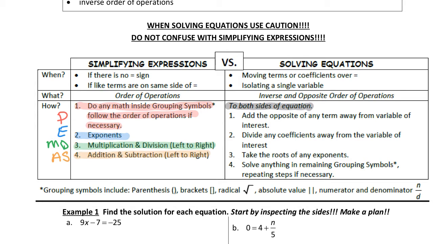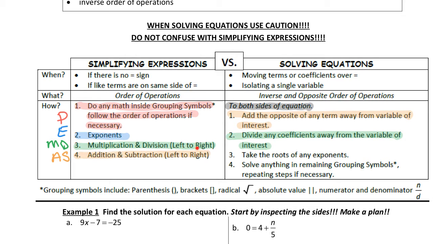So let's take a look at what we mean by inverse and opposite order of operations. We're going to take all of these and do the inverse, which means that addition and subtraction will actually be the thing we do first. So we're going to add the opposite of any term away from the variable of interest.